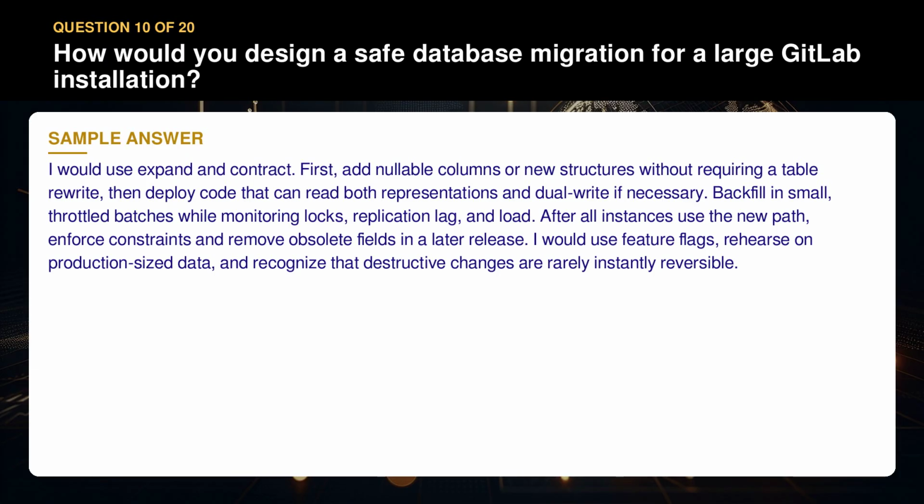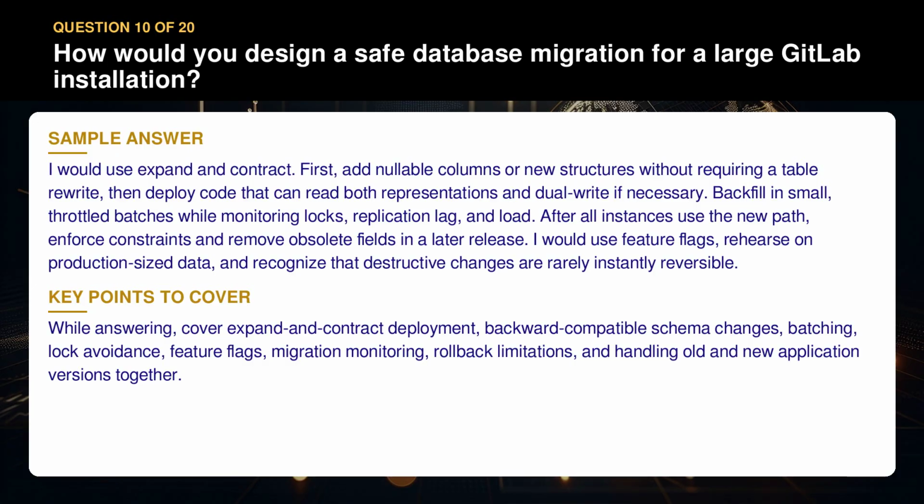Backfill in small, throttled batches while monitoring locks, replication lag, and load. After all instances use the new path, enforce constraints and remove obsolete fields in a later release. I would use feature flags, rehearse on production-sized data, and recognize that destructive changes are rarely instantly reversible. While answering, cover expand and contract deployment, backward-compatible schema changes, batching, lock avoidance, feature flags, migration monitoring, rollback limitations, and handling old and new application versions together.